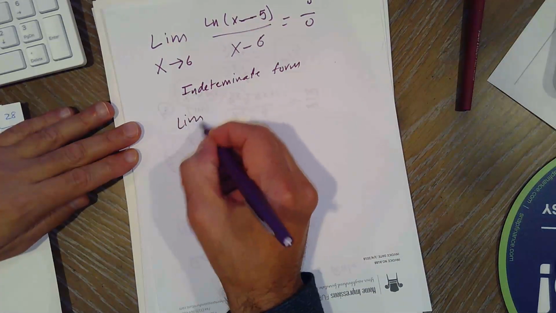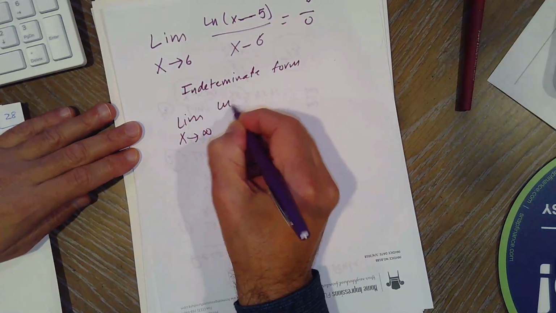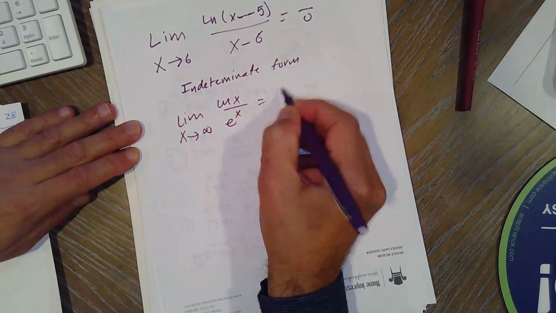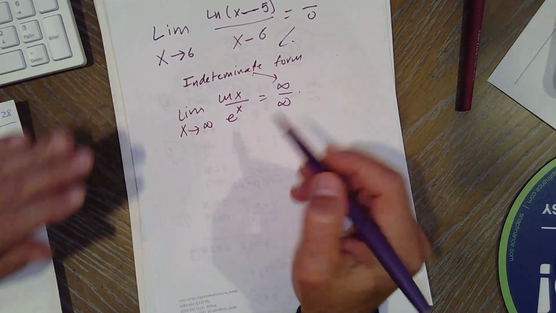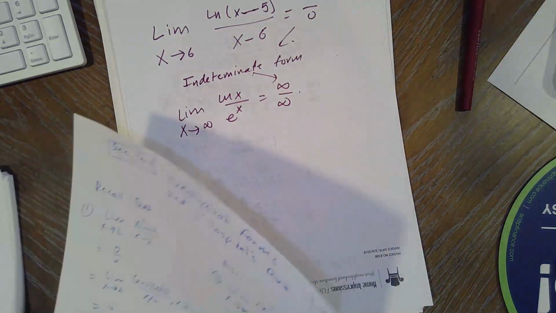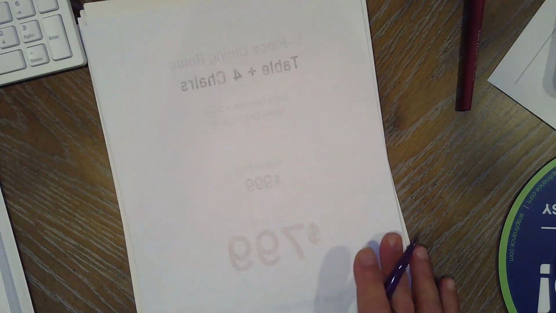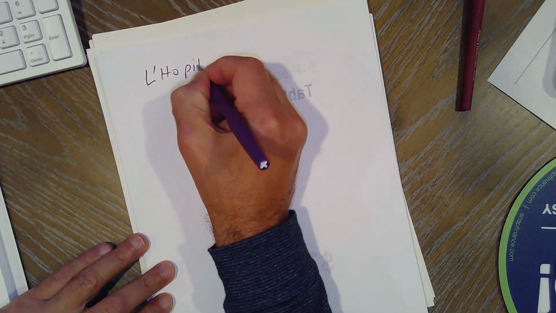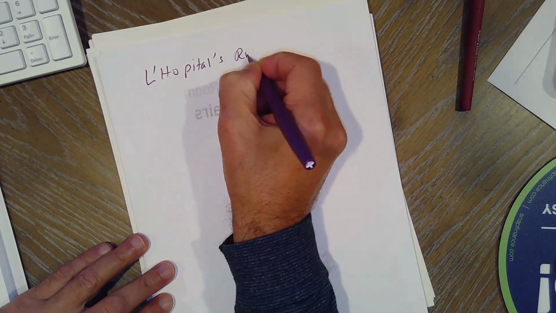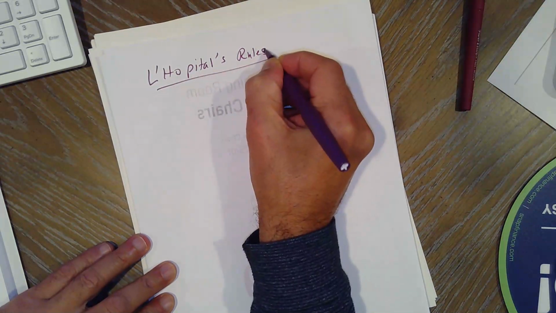How about also something like this, as x goes to infinity, ln of x over e to the x, which is infinity over infinity. Again, another indeterminate form. So what do we do? We use what we call L'Hopital's rule. It's a new technique. It's a lot easier than anything else that we've learned. L'Hopital's rule, which uses the derivatives.